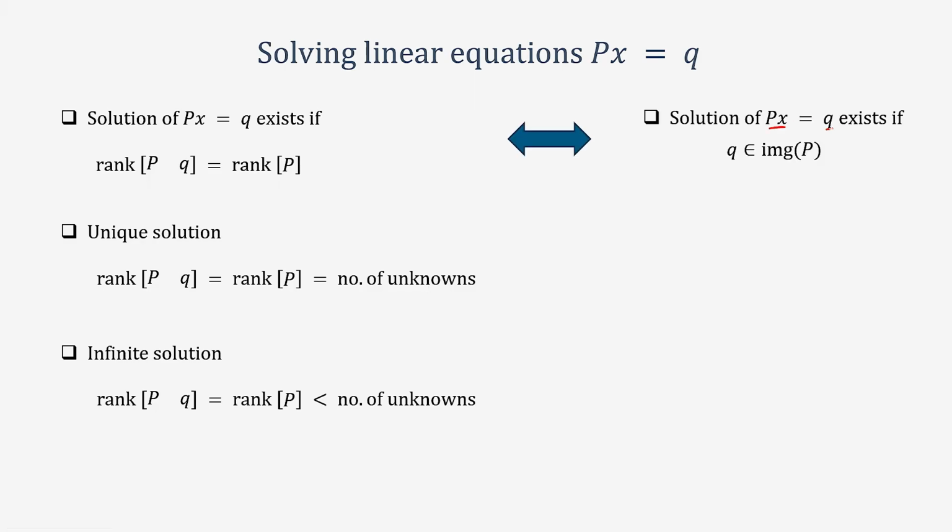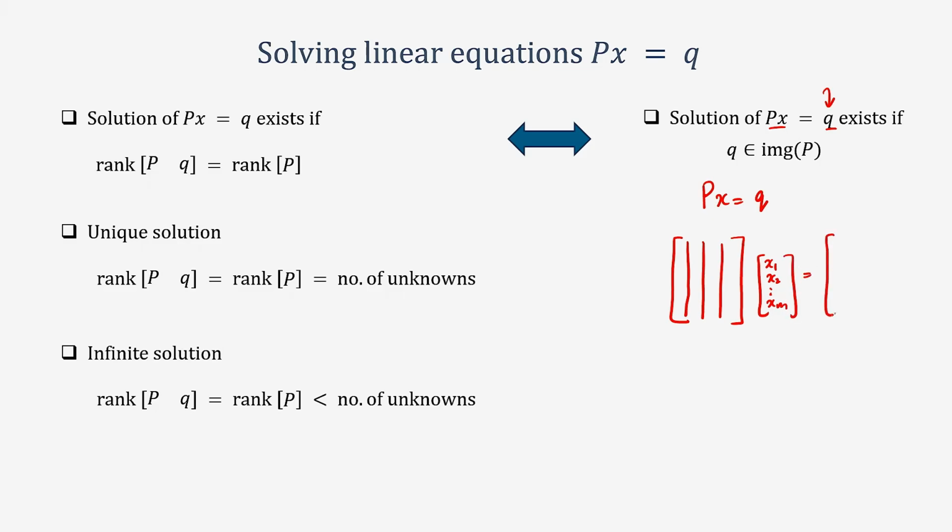Now, Px = Q will have a solution if Q belongs to the image of P. Why? Because when you are solving Px = Q, what are you basically doing? P is these columns, right? Suppose these are the columns of P, and then you are multiplying the unknowns here. Suppose you have m unknowns, and this is equal to Q1, Q2, up to Qn. This is an n cross 1 vector. This is an n cross m matrix, and this is an m cross 1 vector, right?